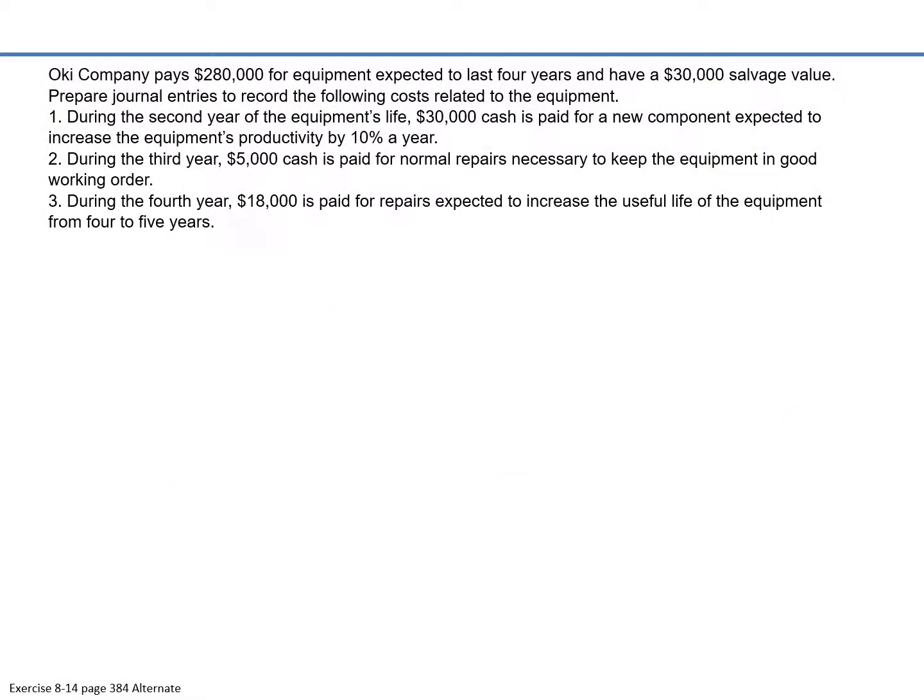All right, same example, but different numbers. Why don't you take a few minutes, record the journal entries, and when you're finished, resume the recording and we can go through the answers.